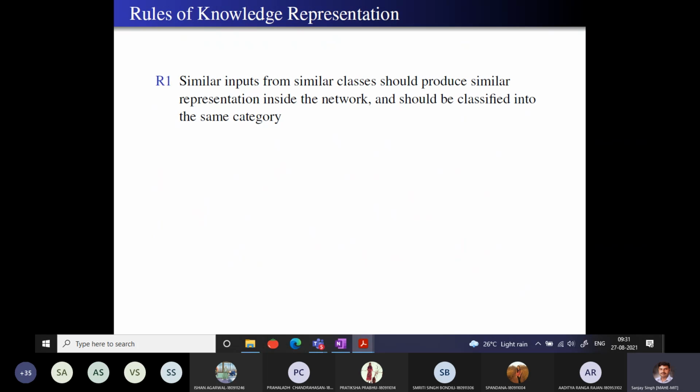Now there are certain rules for this knowledge representation. The first of them is that similar inputs from similar classes should produce similar representations inside the network and should be classified into the same category. And don't you think so? We do something like that in our society also.